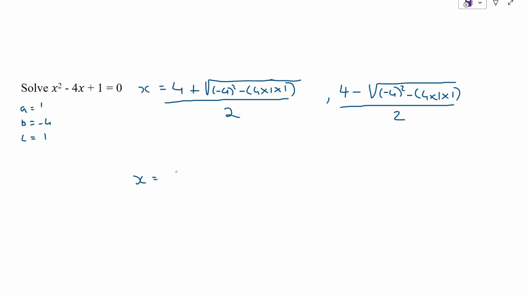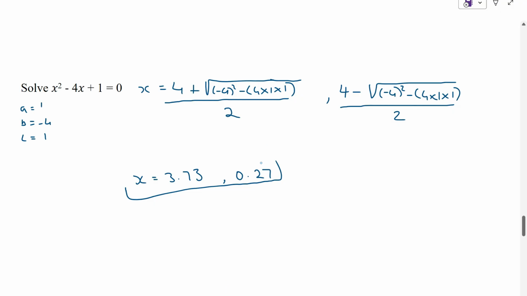Okay, so the first value of x that we get, assuming 2 decimal places, is 3.73. And the second value, so I'm just changing the plus to a minus, is 0.27.